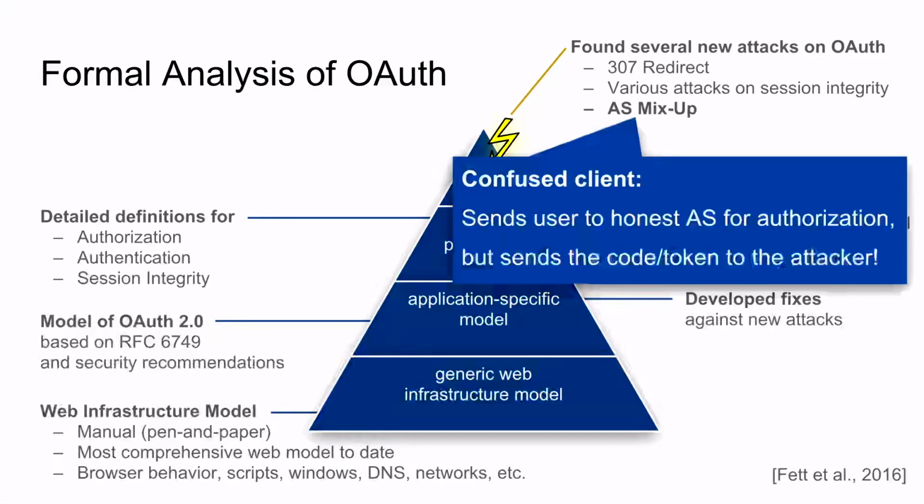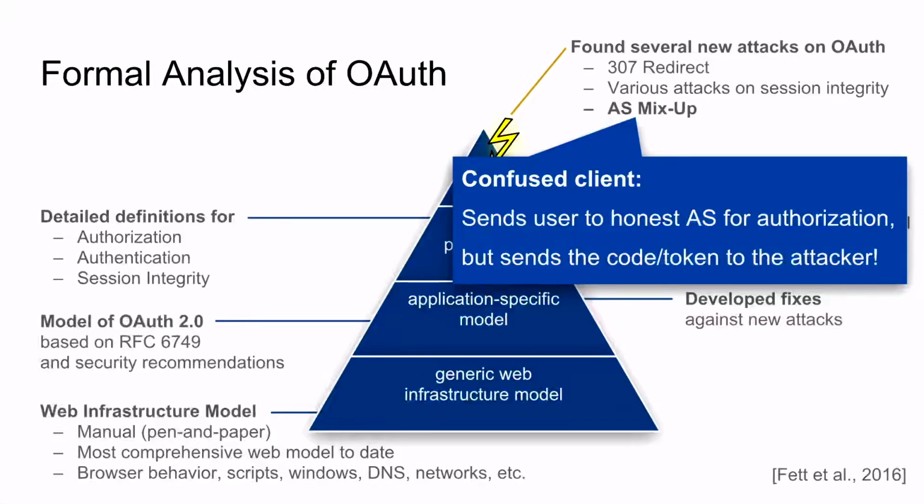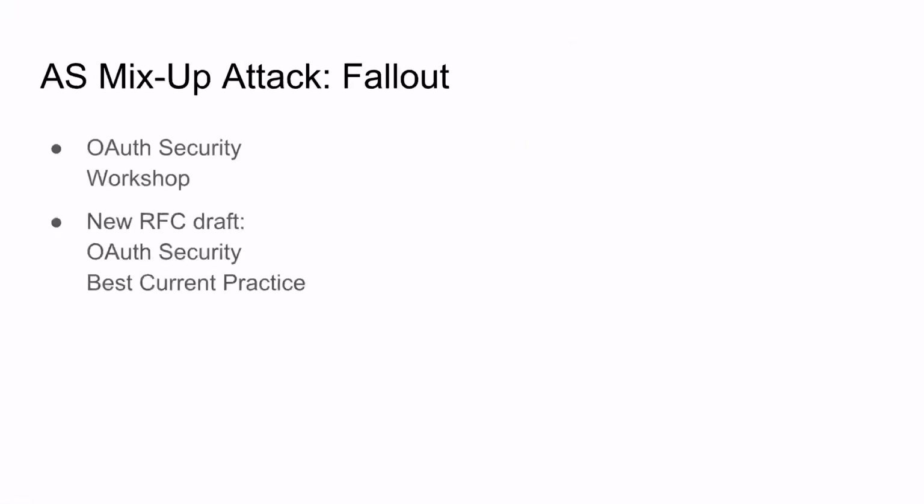Okay, the AS mix-up attack. Very briefly, you confuse the client to send the user to an honest AS. So the user goes to Google and gives authorization. And then the client still thinks that the user doesn't go to the honest AS, but the client thinks that the user goes to your own AS, so the attacker AS. And therefore, the client sends the code and the token to the attacker. If you're interested in details of this attack, we can talk about that after the talk.